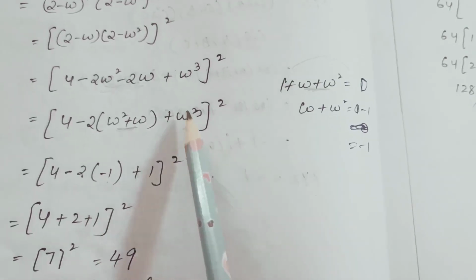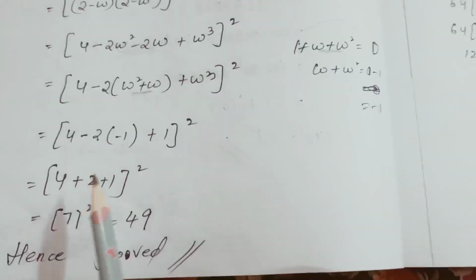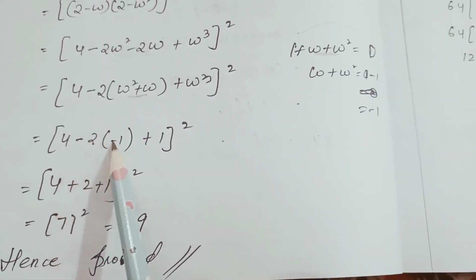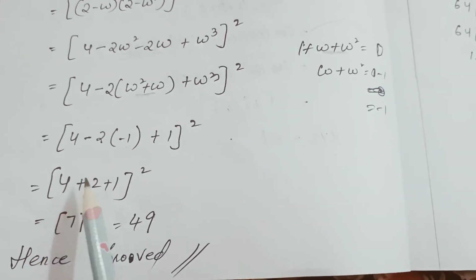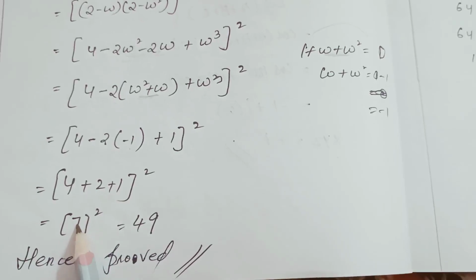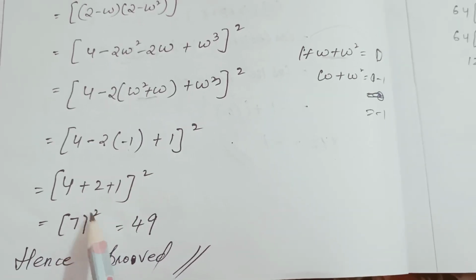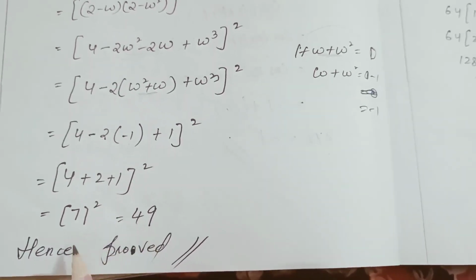Similarly, we know that omega cube value is 1. 4 minus 2 into minus 1, minus into minus plus, 2 ones are 2, plus 1. 4 plus 2 plus 1 is nothing but 7. Whole square is there, so 7 square, which is equal to 49. Hence proved.